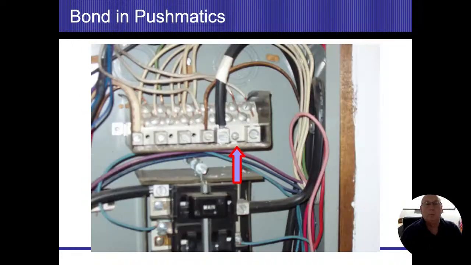This is a Pushmatic panel, and some panels are really difficult to be able to find that bond screw. That's not always going to be that big fat green screw or that bonding strap that we saw earlier. This one here where that arrow's pointing, that's actually my bond screw. It goes through the neutral bus bar, which is all those screws above it, and it goes into the panel in the back. There's going to be a schematic, unless it got pulled away or damaged or whatever.